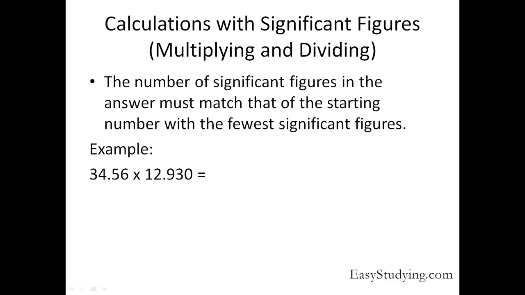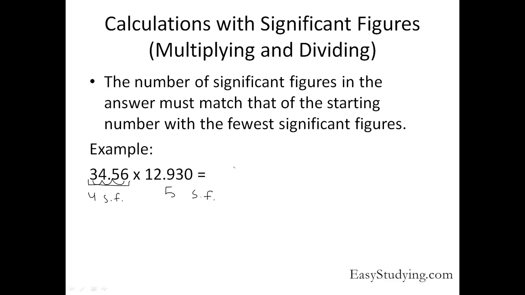So in this problem, we have 34.56 times 12.930. So as we look here, 34.56, let's start by counting the number of significant figures in this part of the problem. As we see, we have no zeros, and we have a decimal point, so we start from the left side. Our first number is non-zero, so we will count that number. So we have 1, 2, 3, 4. So we have 4 significant figures. Now we move on to the right one. We have 1, 2, 3, 4, 5 significant figures. So we have 5 significant figures in this problem.